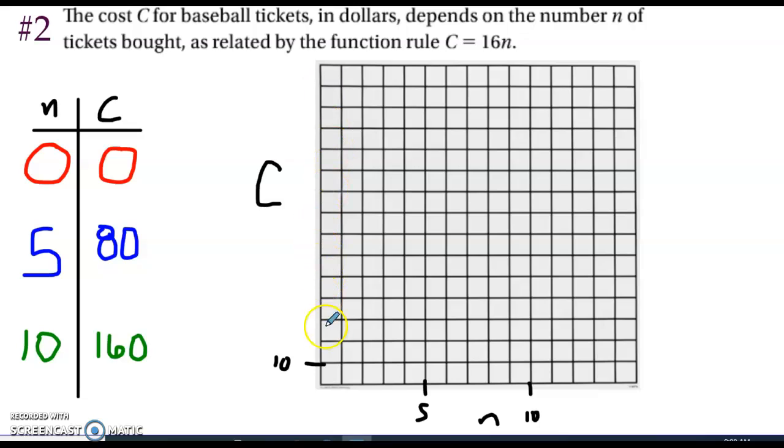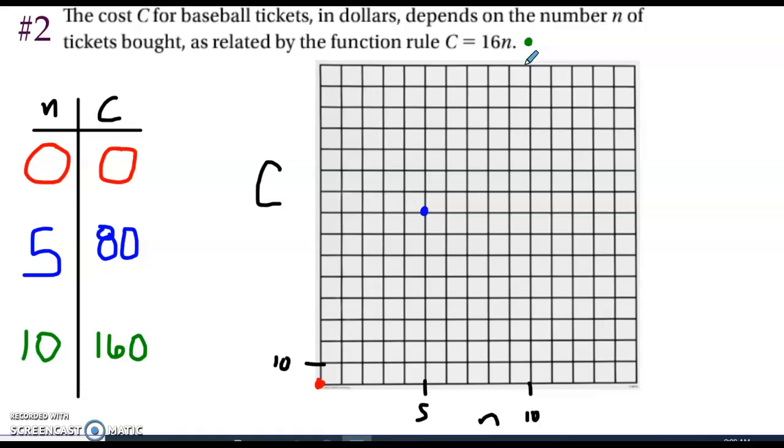So now I have my points. If I buy no tickets, I spend no dollars. If I buy 5 tickets, I'm at $80. 10, 20, 30, 40, 50, 60, 70, 80. And if I buy 10 tickets, I'm at $160. 90, 100, 110, 120, 130, 140, 150, 160. Just a little bit off the chart.